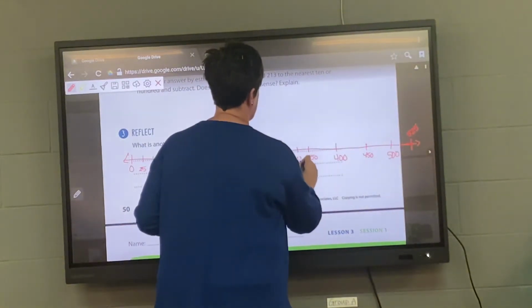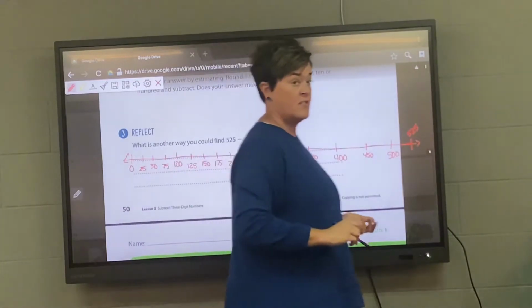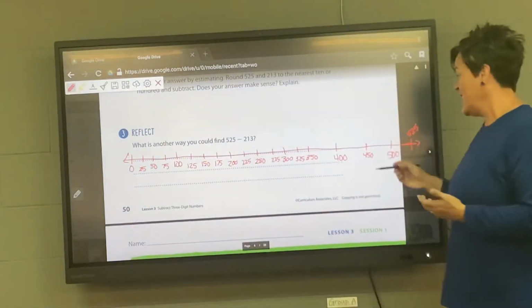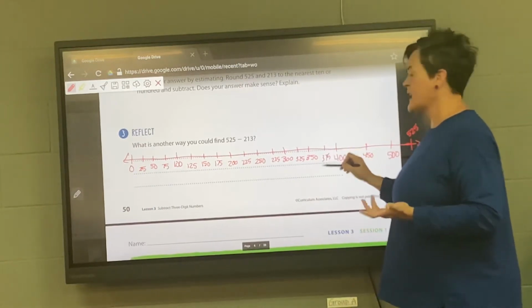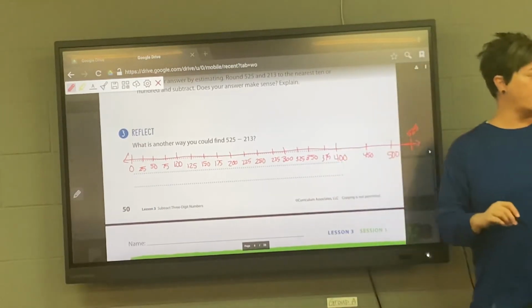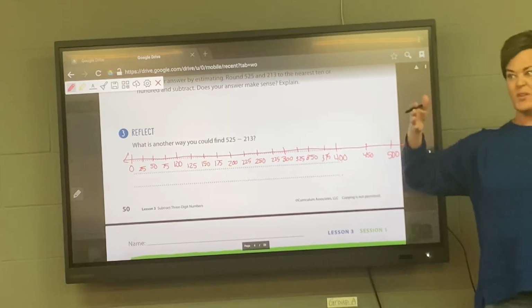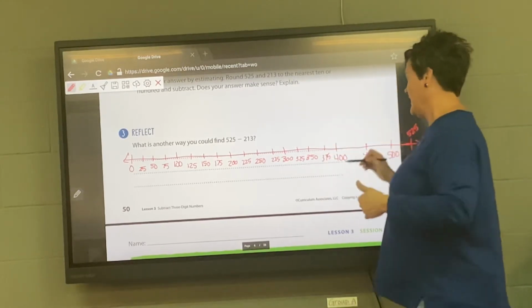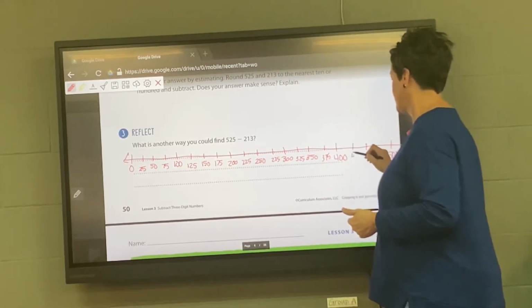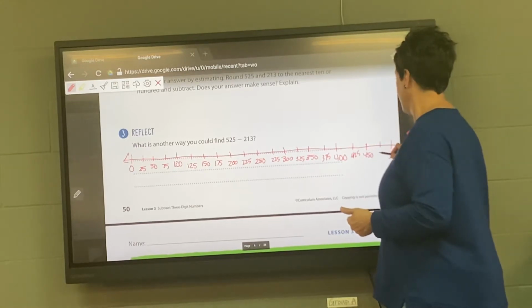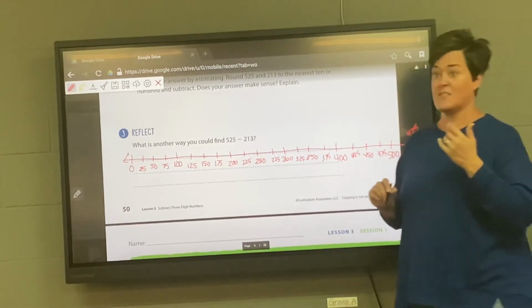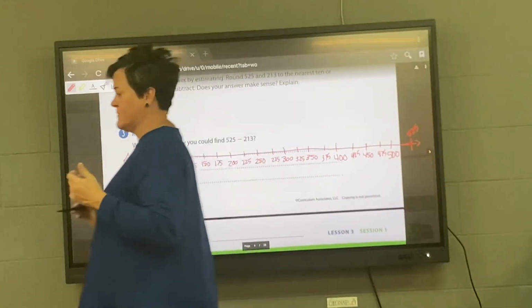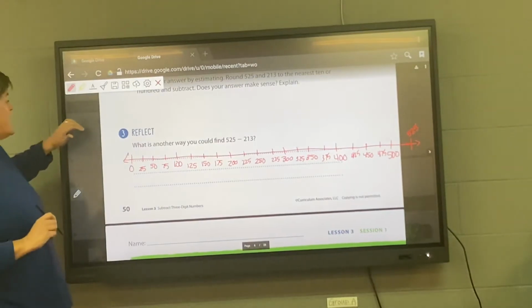Number lines take a while, don't they? Yeah. To figure out, if it's not already made for you, they take a while. But when you're doing them on iReady, do they a lot of times already have the number line created for you? Yes, thankfully. And what if you had to make everything? That would take a while.